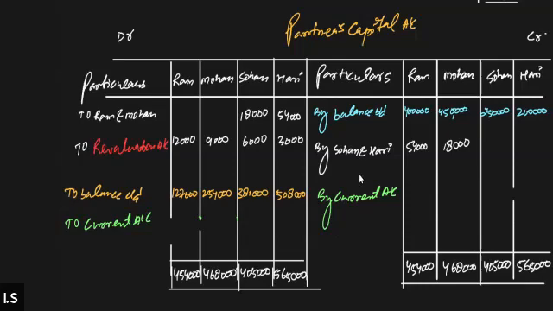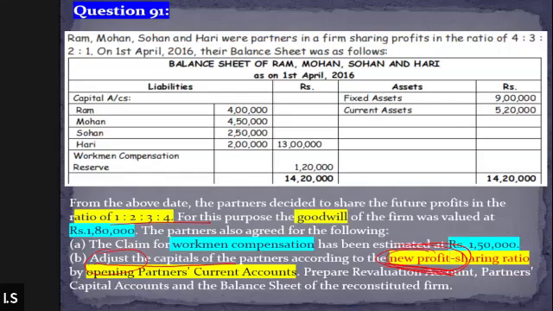Now the question arises, so how are we going to deal with the balancing figure? If the credit side is exceeding the debit side of the Ram's account, then how are we going to deal with such balancing figure? So this is also answered by the question itself. Question was telling us to, after adjustment, open the partner's capital account.